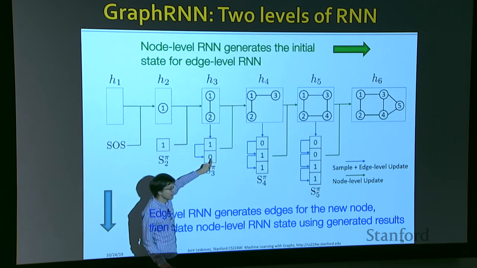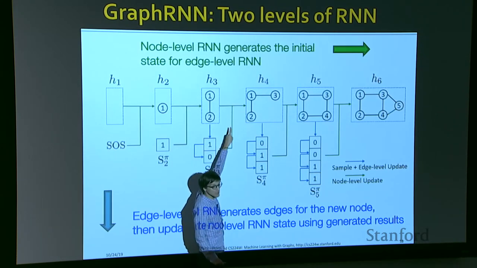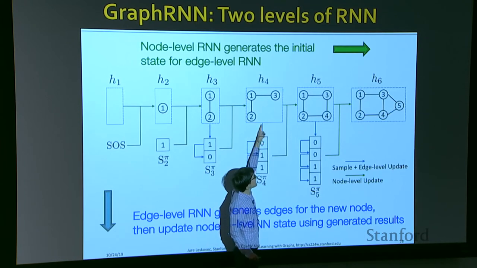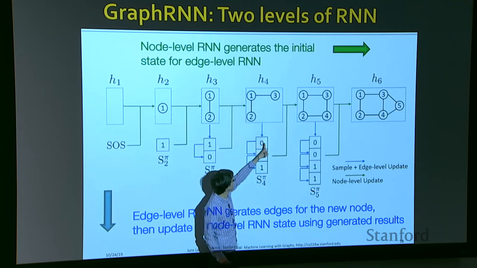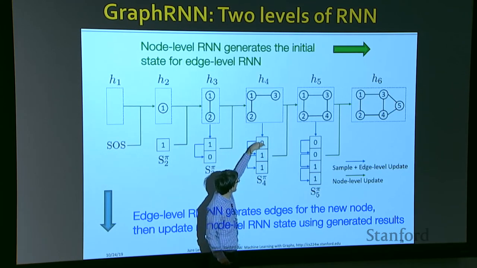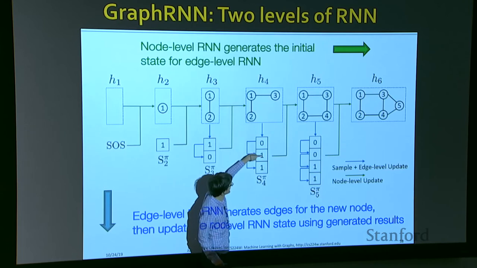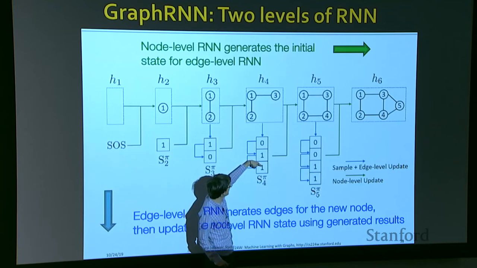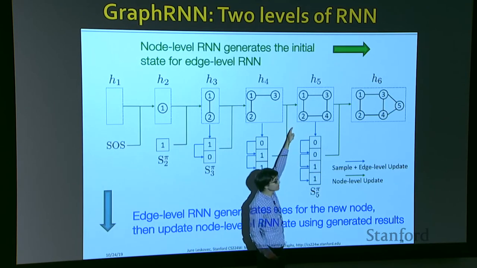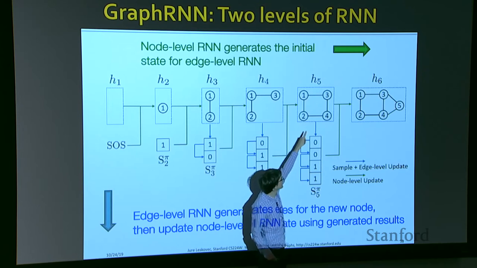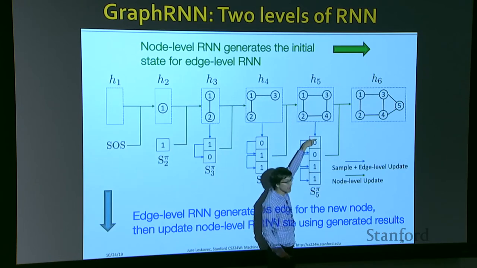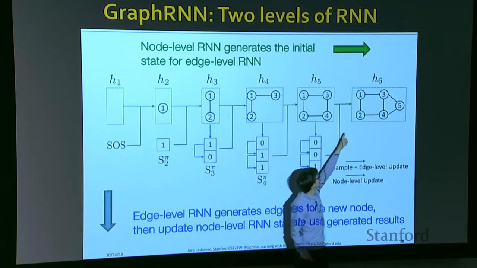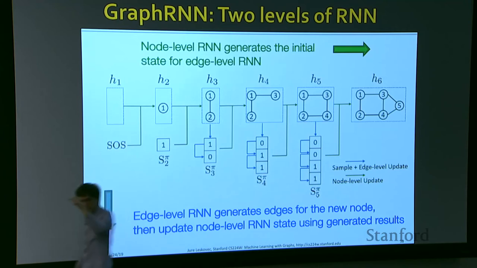Now it will take its state and put it back to the node level RNN. The node level RNN will do one step, generate one node, take its new hidden state, and put it down to the edge level. Again, the edge level generates an edge, updates the hidden state, generates an edge, updates the hidden state, generates an edge. Now it takes its own hidden state and pushes it up to the node level RNN. Again the node level adds one node, updates the hidden state, and pushes it down back to the edge level. The edge level is generating edges, taking the hidden state up there, and so on. Okay, so that's the way things will flow.